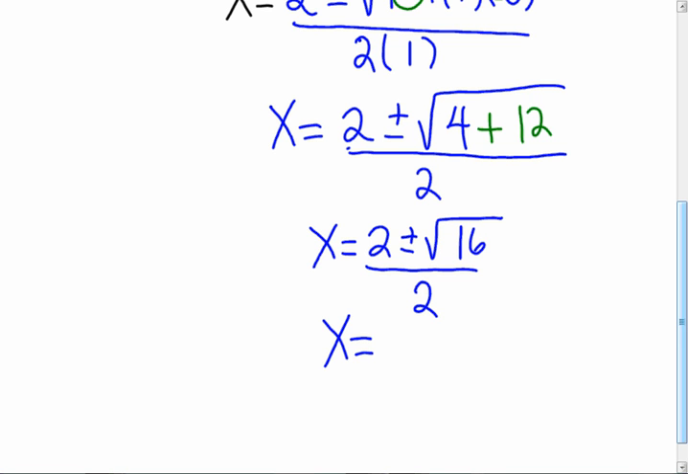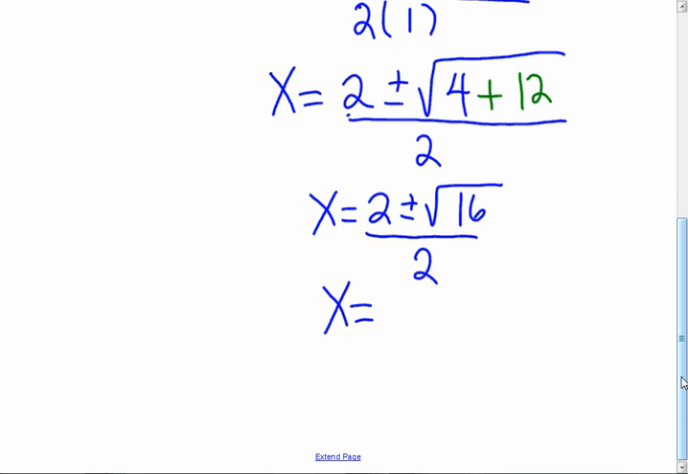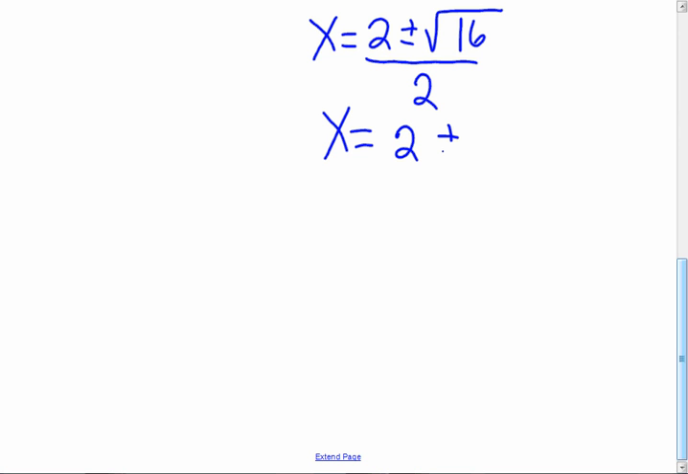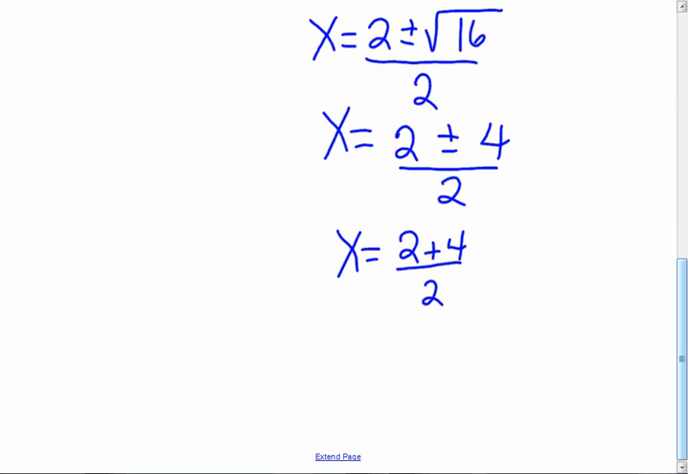Now, can I do the square root of 16? Yeah. But I don't know if you know what to do with this plus or minus thing. So x equals 2 plus 4 over 2. Because that's how the plus or minus is read. Because, remember, if my discriminant, which is 16, is positive, how many answers should I get? 2. So I got this one, and I've got the other one, 2 minus 4, all over 2. It's a mathematical shorthand. We're lazy. Math is lazy.